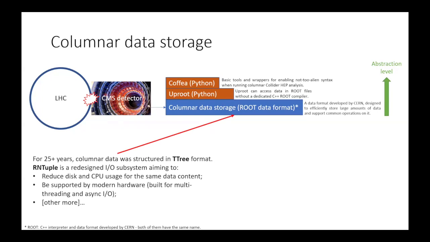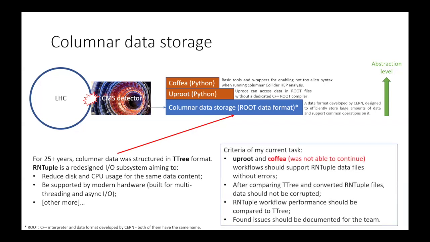What I want to talk about is the format used in ROOT. For 25 years and more, columnar data was structured in TTree format, and RNTuple is a redesigned input-output subsystem aiming to reduce disk and CPU usage for the same data content and be supported by modern hardware with built-in support for multi-threading and asynchronous input-output. There's much more, but I'm not going to get into it today.